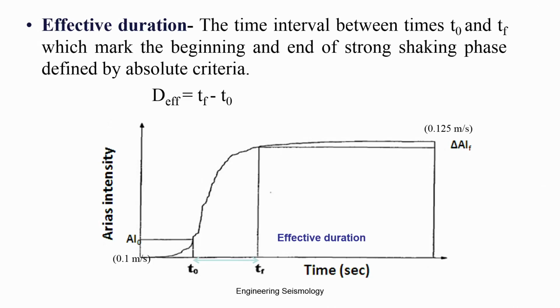So, the next duration is called the effective duration. The effective duration is a function of the time interval between T0 and Tf, which mark the beginning and end of the strong shaking phase defined by an absolute criterion. So, you define your absolute criterion in the form of Arias intensity, and the time between T0 and Tf is called the effective duration. Generally, the absolute intensity they take is 0.1 meter per second. Okay. Then this is the value, 0.125 meter per second. So, you can see this period is the effective duration.